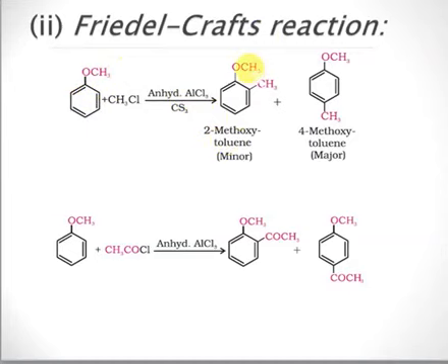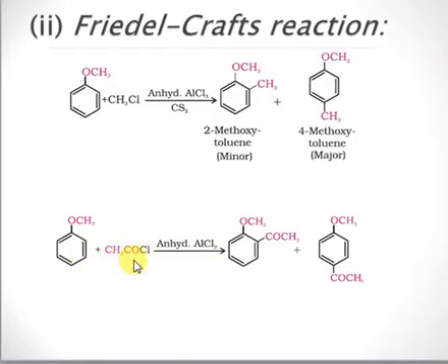We get two products, where one is the minor product, the ortho product, 2-methoxytoluene, and the other is the major product. With the same substrate we can also make use of acetyl chloride.